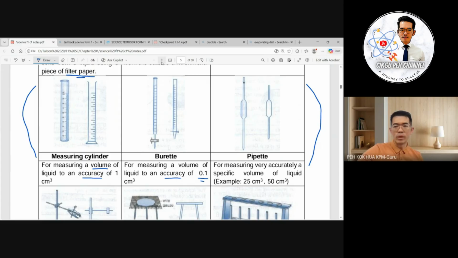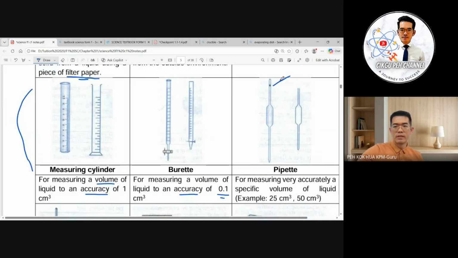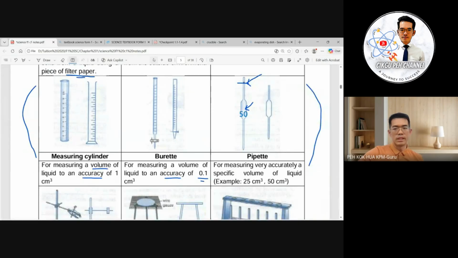Okay, then the pipette, for measuring very accurately a specific volume, 50 or 25，所以它是用来测量准要的体积，比如说25、50。Okay, so you can look at the figure. We have a line. You can see here we have a dark line. So that means if we take the liquid until this line, and if we're using a 50 cm³ pipette, that means this volume will be 50. Also, the volume will be marked on the apparatus. Okay, clear? 这个号码会写在那个pipette上面，50、25还是什么？所以还要量的是 specific volume.